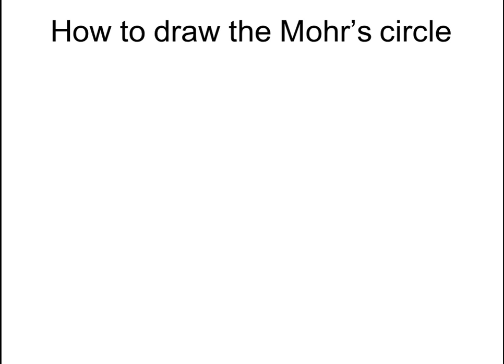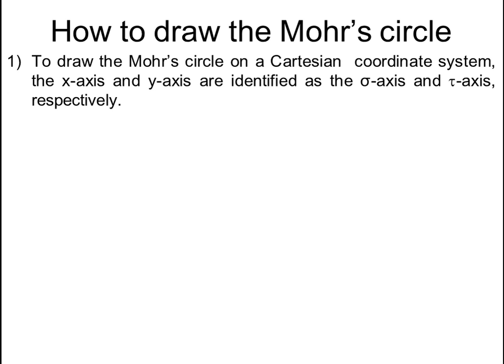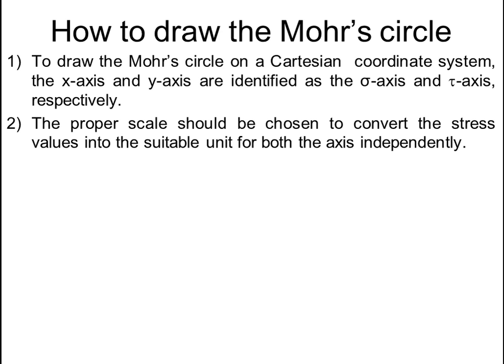So now we will see how to draw the Mohr circle. To draw the Mohr circle, we have to follow the following steps. First, the Mohr circle is drawn on a Cartesian coordinate system, where the x-axis and y-axis are identified as the sigma axis, that is normal stresses, and the shear stress axis. Thus, all the normal stresses are represented on the x-axis and the shear stresses on the y-axis. The proper scale should be chosen to convert the stress values into a suitable unit for both the axes independently.